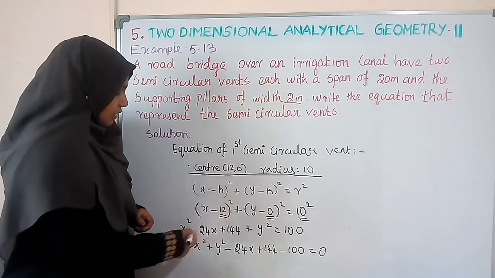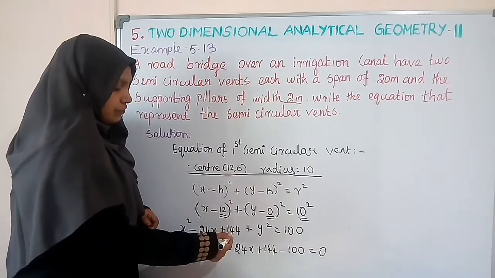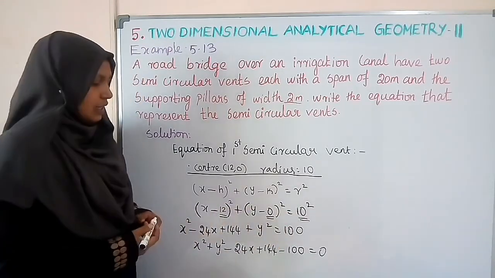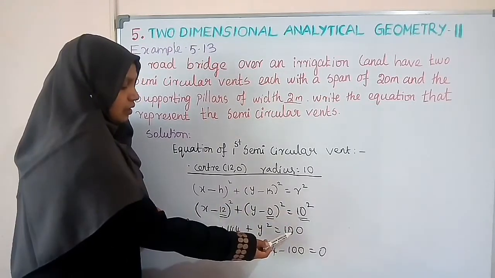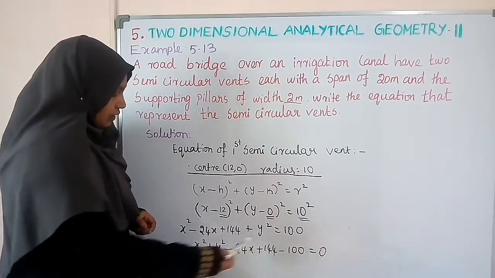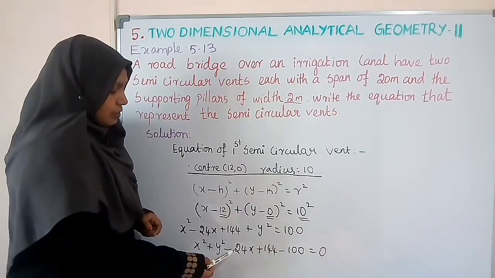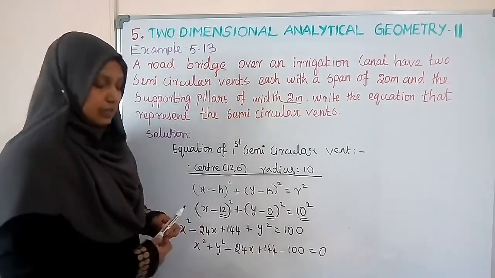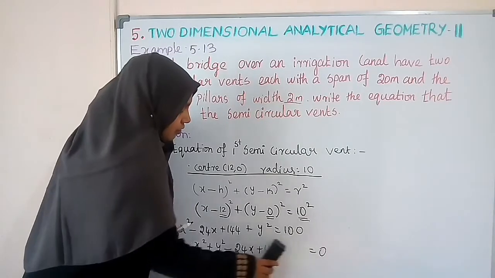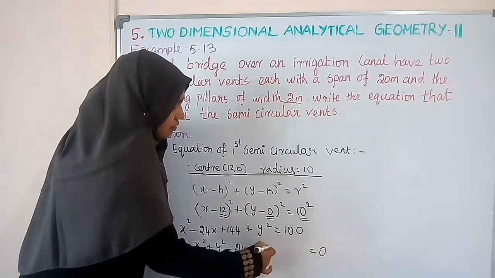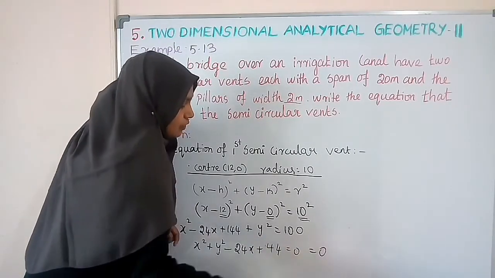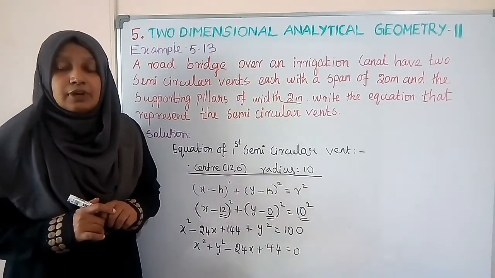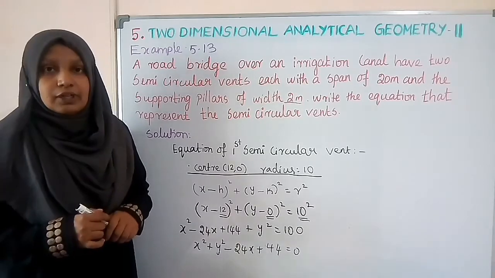Now expand this. x square minus 24x plus 144. (y minus 0) whole square is y square. 10 square is 100. Now take this 100 to the left side and arrange all the terms. We are getting x square plus y square minus 24x plus 144 minus 100, and 144 minus 100 is 44, is equal to 0. So this is your final answer. Similarly, you can find the equation of the second vent also.